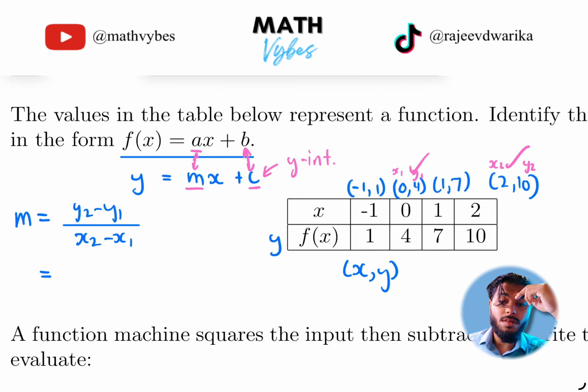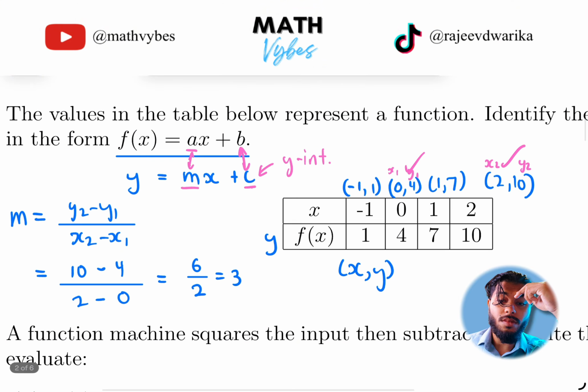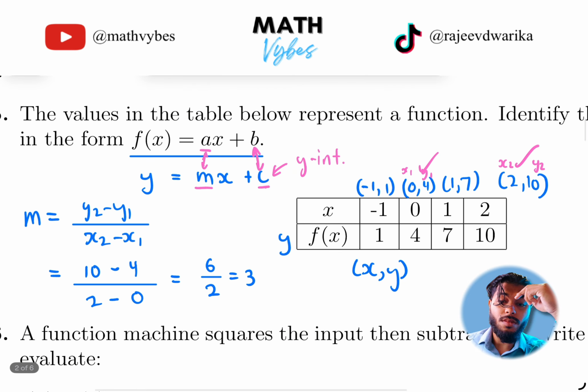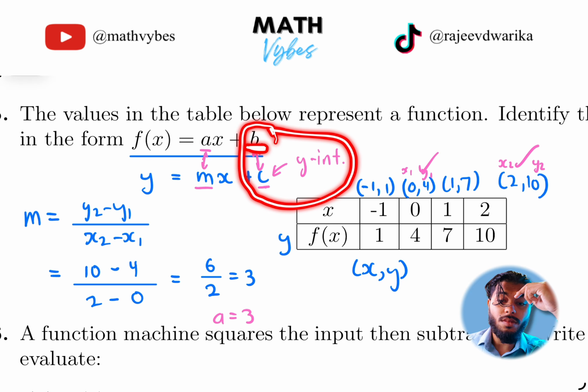So my gradient is going to be 10 minus y1, which is 4, all over x2 minus x1. x2 is 2, and x1 is 0. What is 10 minus 4? That's 6. 2 minus 0 is 2. So we get the gradient to be 3. Aha. So just like that, we were able to find a. So we figured out the first part of our puzzle. So we know that a is equal to 3. Nice. Now we need to figure out the y-intercept, which corresponds to b.